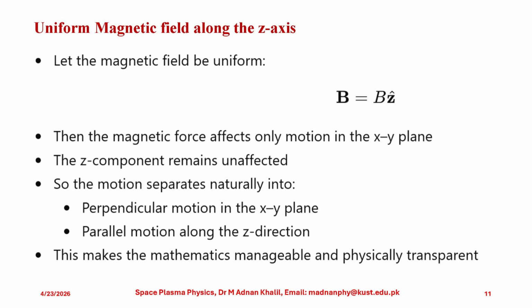Now the magnetic field is chosen to be uniform and directed along the z-axis. This is written as B equals capital B times z hat. This is a very useful geometry because it simplifies the mathematics and separates the motion naturally into two parts. The magnetic force affects only motion in the x, y plane. The z component is unaffected. So the motion divides into perpendicular motion in the x, y plane, and parallel motion along the z direction. This separation is one of the most useful organizing ideas in plasma physics. It allows the perpendicular and parallel behaviors to be studied separately and then combined into one full particle trajectory.